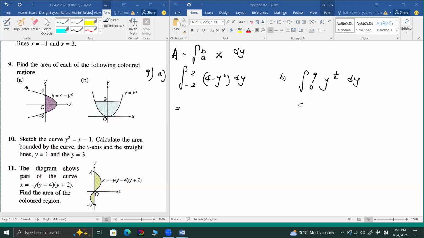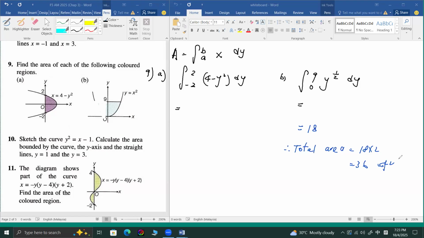So just now I deleted this one because I want to show you what I have done there is to the right of the y-axis, so you get a positive answer. That is 18. And for this, you have to tell the total area. Here 18, here also 18, so it's 18 times 2, that is 36. Got what I mean?